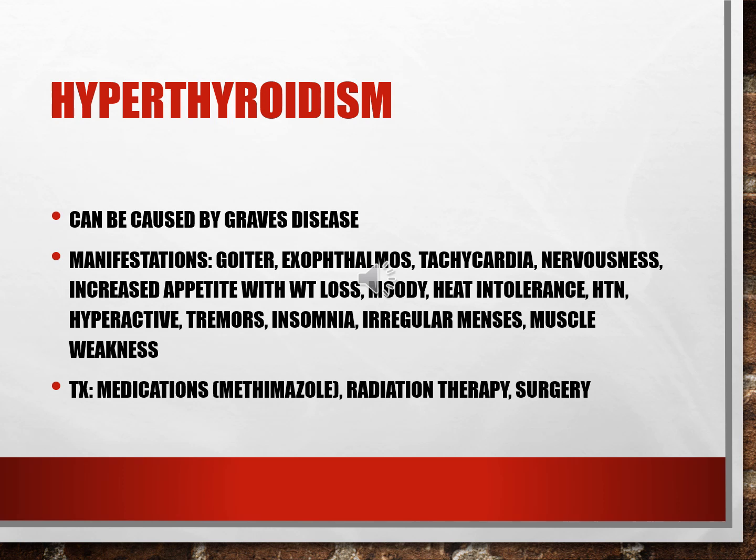They can be very moody, and they do not tolerate heat well at all. You'll see hypertension. They may be very hyperactive, have tremors, insomnia, irregular periods, and muscle weakness. So treatment for this, there's a couple of different medications, and then there's also radiation therapy and surgery.